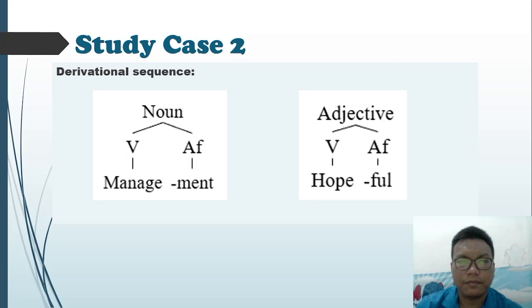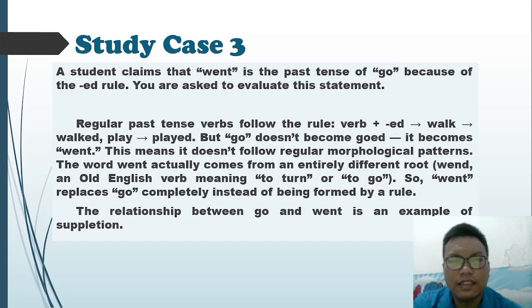The third study case: a student claims that "went" is the past tense of "go" because of the -ed rule. You are asked to evaluate the statement. Regular past tense verbs follow the rule verb plus -ed: walk to walked, play to played. But "go" doesn't become "goed"; it becomes "went." This means it doesn't follow regular morphological patterns.